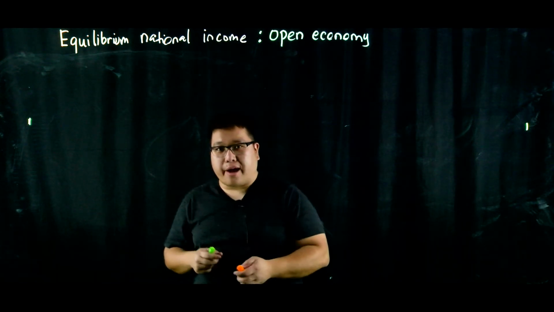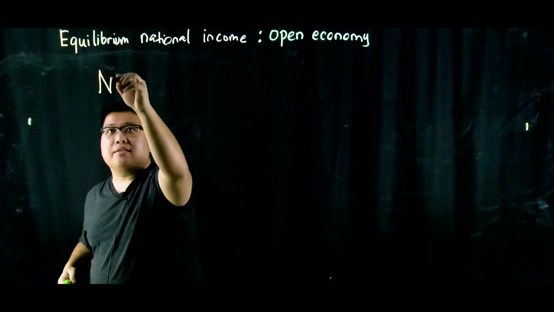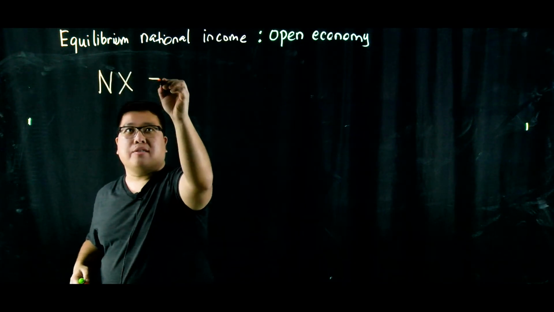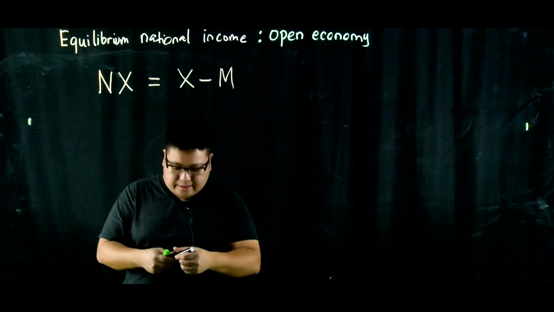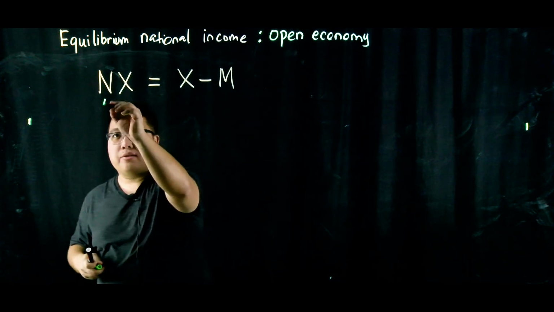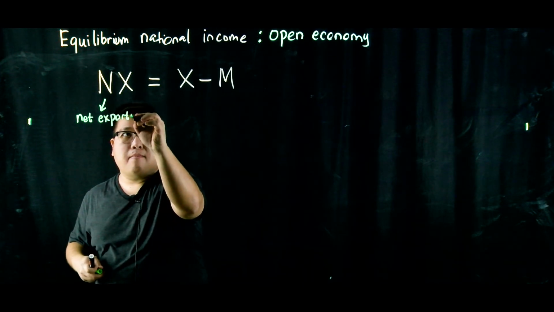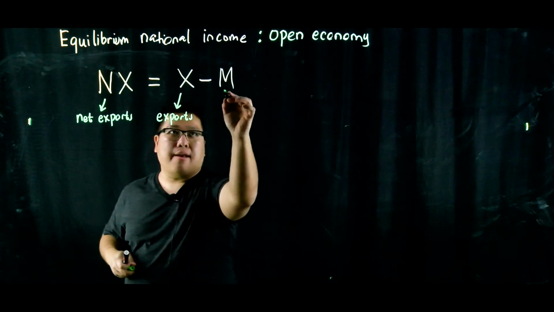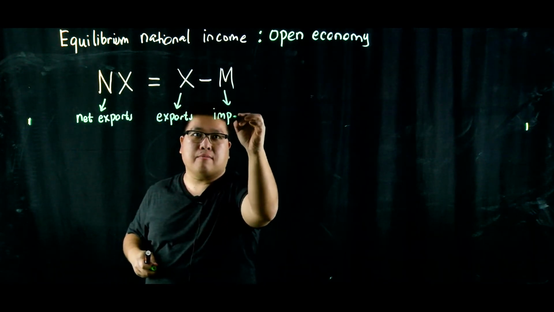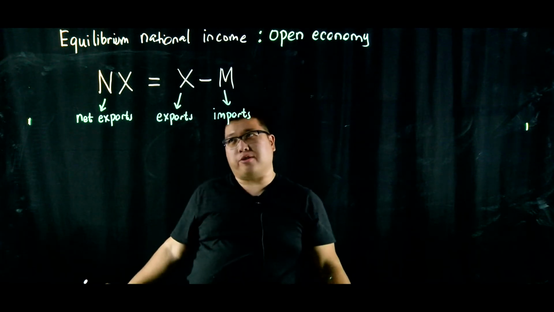First, let's define what we call net exports. Let NX, our net exports, equal X minus M, where NX is net exports, X is exports, and M is imports. So net exports is the difference between exports and imports.